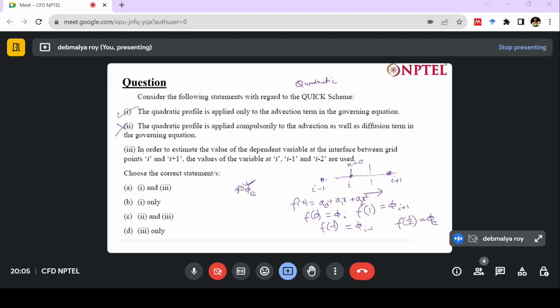Now, what about the third one? In order to estimate the value of the dependent variable at the interface between I and I plus 1, the values of I minus 1 and I minus 2 are used. This is not correct. We use 3 points, but those are I plus 1, I and I minus 1. We have just done that. We found the interface e, which is between I and I plus 1, using I plus 1, I, and I minus 1. So this is also not correct. What is correct? The first one is correct.